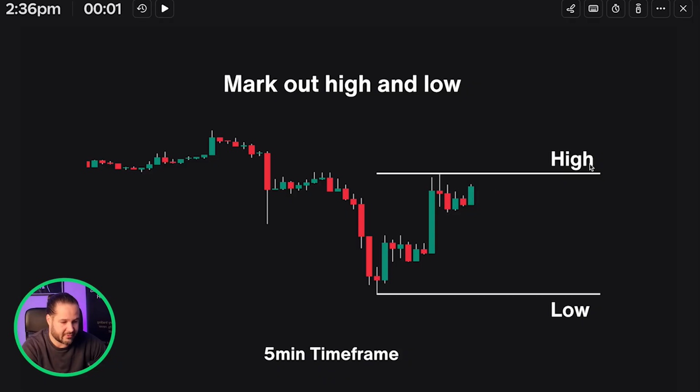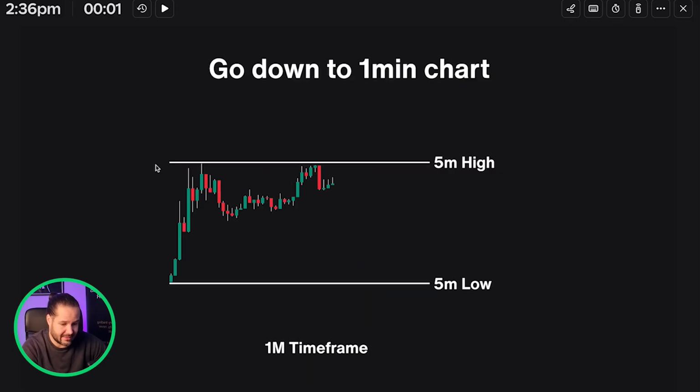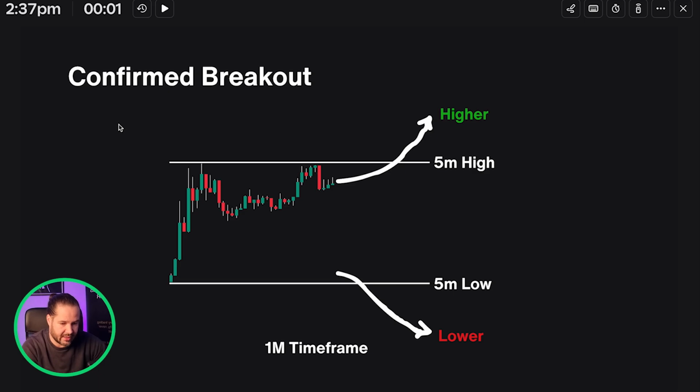And then after the first hour, we need to mark out the high of the opening range and the low of the opening range. And we need to do this on the 5-minute time frame. That's very important. Then after we marked out these levels, we go down to the 1-minute time frame, because this is the time frame where we want to find our scalping signals. And from now on, we have a close look at the high of the opening range and the low of the opening range, because what we are looking for next is a breakout.